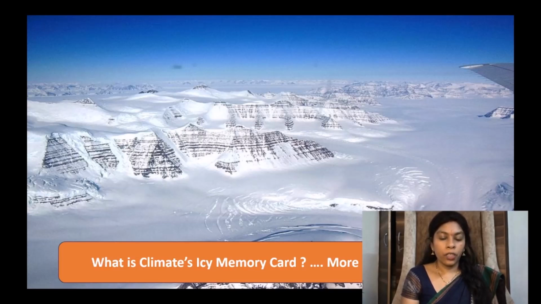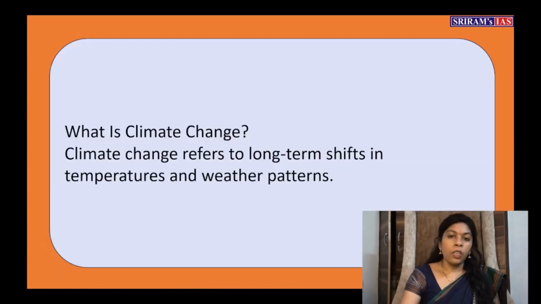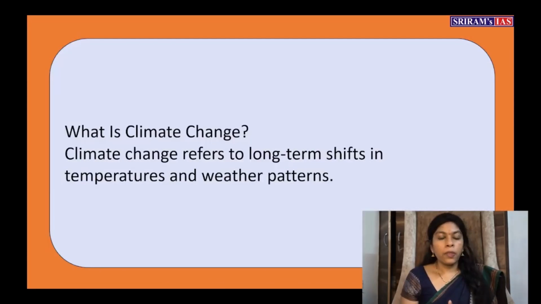So we are here for the environment topic. Today, instead of going into the very important topic of climate change directly, I'll just introduce a new word called climate's Icy Memory Card, and then we will see some more concepts related to climate change. Before coming to this, you should know what is climate change.